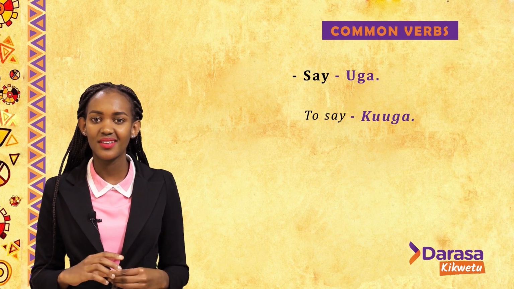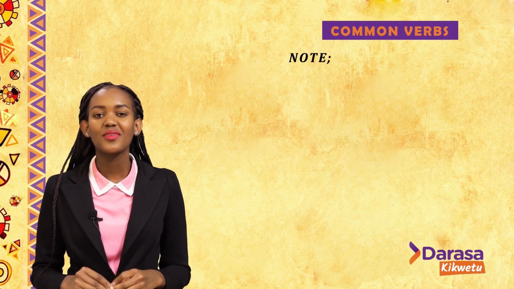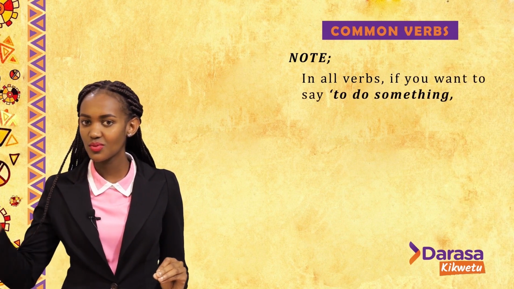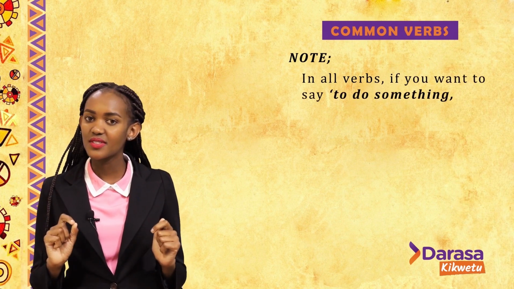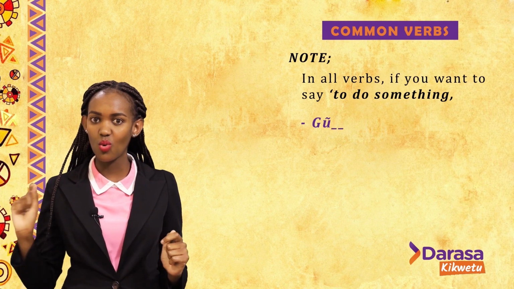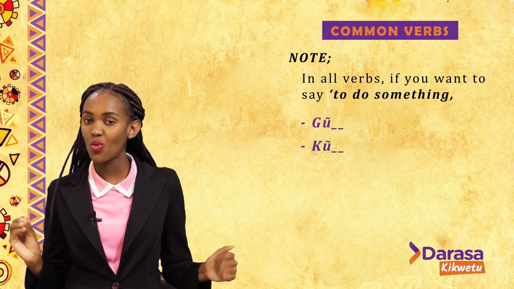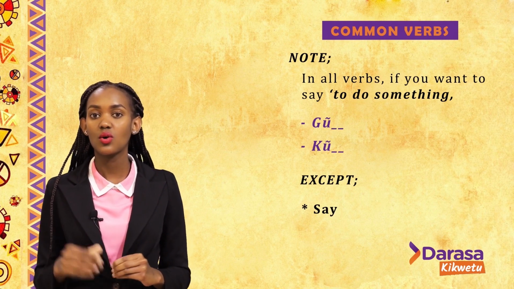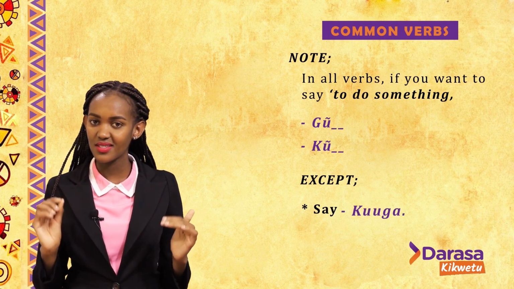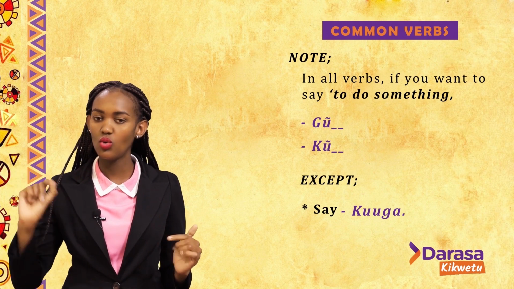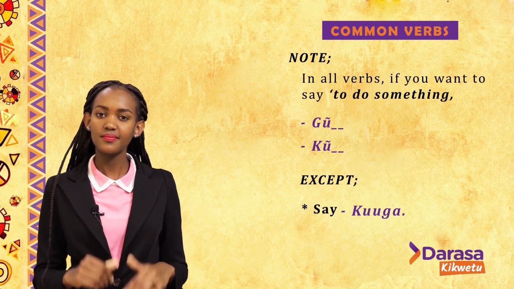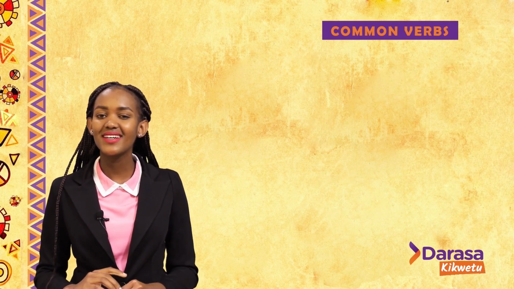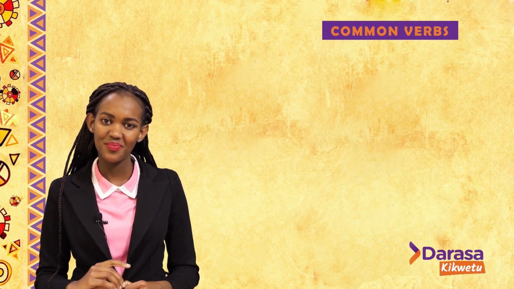Kuga. I told you, in all verbs, if you want to say to do something, you'll add G-O or K-O, except in the verb say, which is kuga. This time we add K-U, kuga. So now let's use that in a sentence.